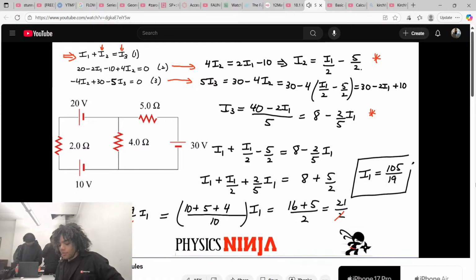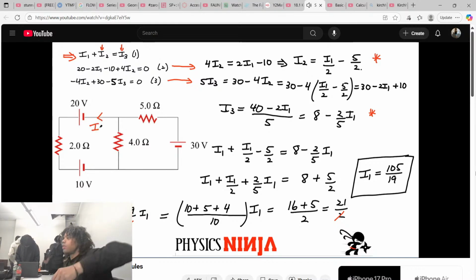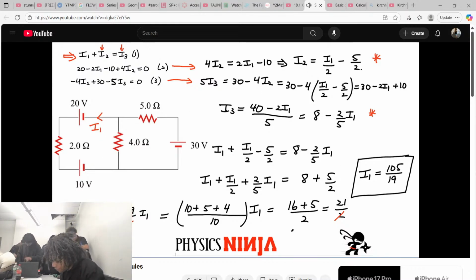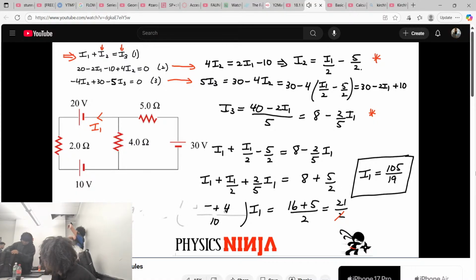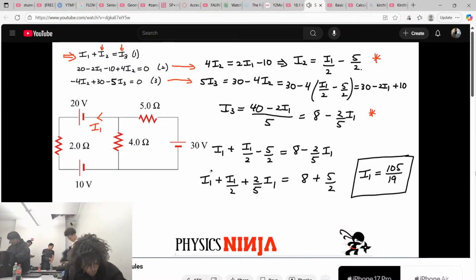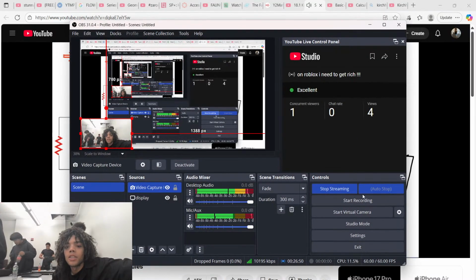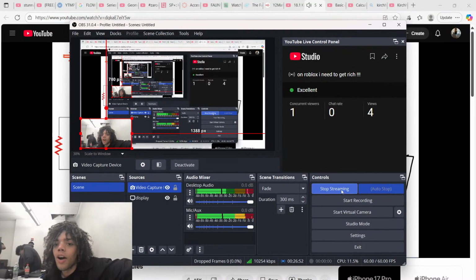Here's the current for the branch I1, which I had labeled as this one over here. This was the current I1 here. 105 divided by 19. All right, I've solved now for I1. Let me just kind of make some room here, so you don't really need all this algebra here anymore. We know what the value of I1 is. Now what I want to do is solve for what I2 and I3 are, given the value of I1.